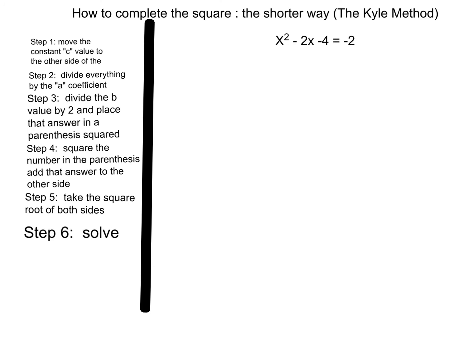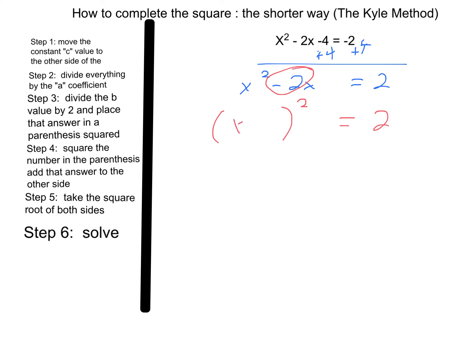So here we go. Move the c value, so plus 4. x squared minus 2x equals 2. Alright, next thing, divide everything by the lead coefficient of a. Well, we don't have that again, so I don't have to worry about that. So now we're going to take our parentheses. We're going to take this guy, divide it by 2. So (x minus 1) squared.